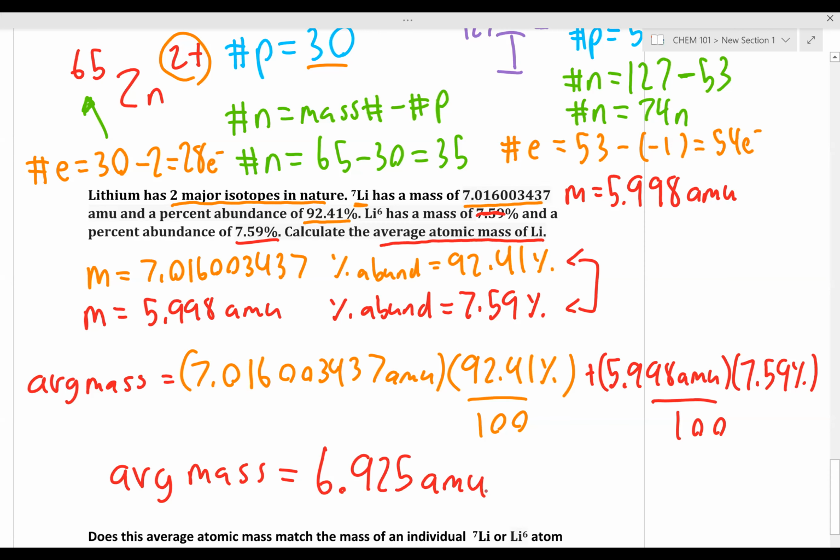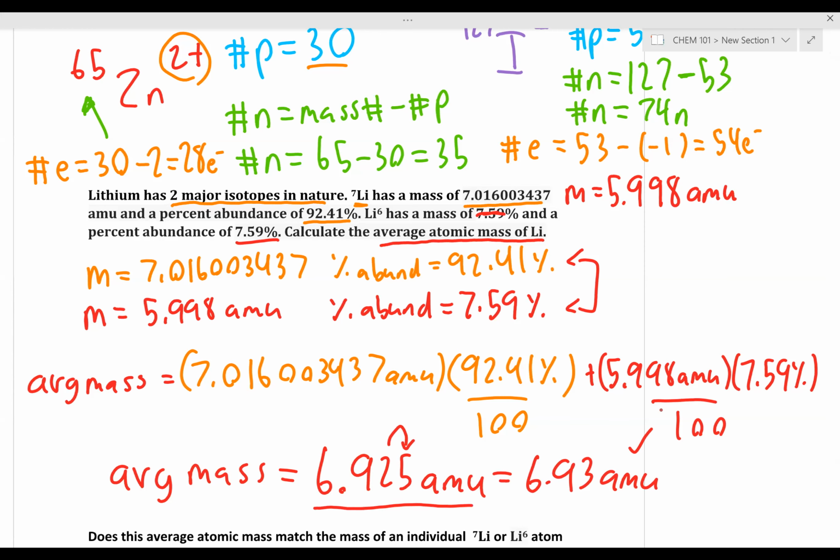AMU. And the reason why we're only able to retain 4 sig figs is, well, actually, how many total sig figs are we allowed to report given our percent abundances? 3. So we're going to take this 925, we're going to look to the right, and we're going to round it to 6.93 AMU. And that would be a complete calculation for the average atomic mass of lithium.